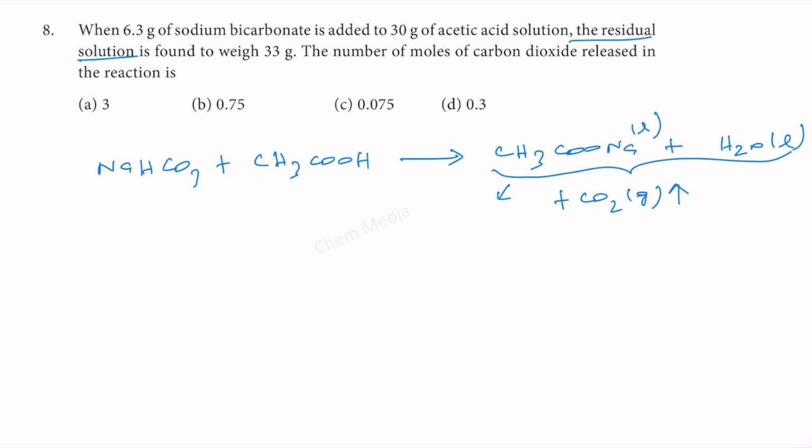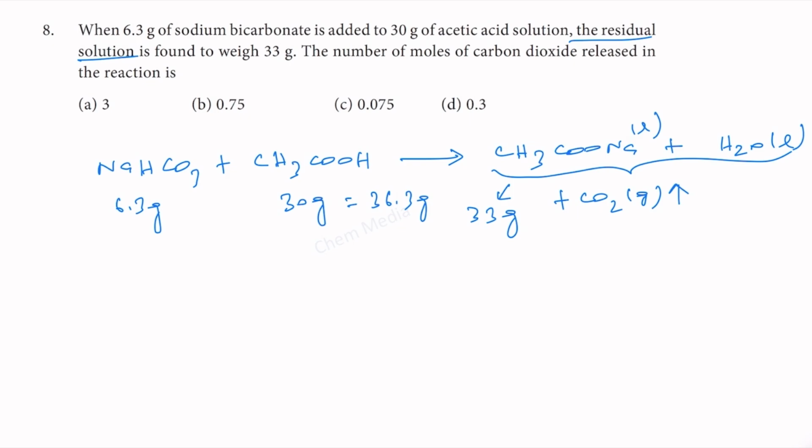The residual solution weight is given as 33 grams. Sodium bicarbonate weight is given as 6.3 gram and acetic acid weight is given as 30 grams. We can easily find the answer by calculating the difference in weight. On the reactant side, the total weight is 36.3 gram. On the product side, one weight is given, the residual solution weight. So 36.3 minus 33, and that would be 3.3 grams.